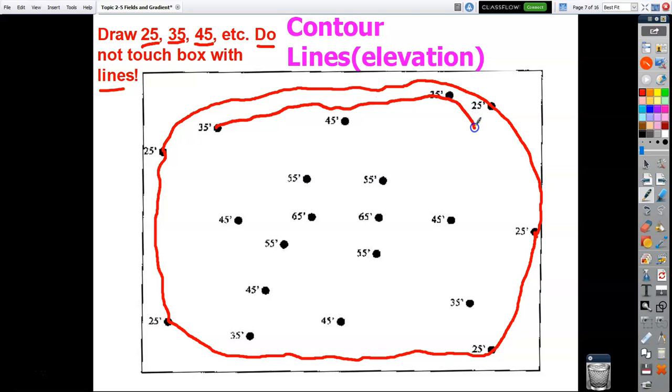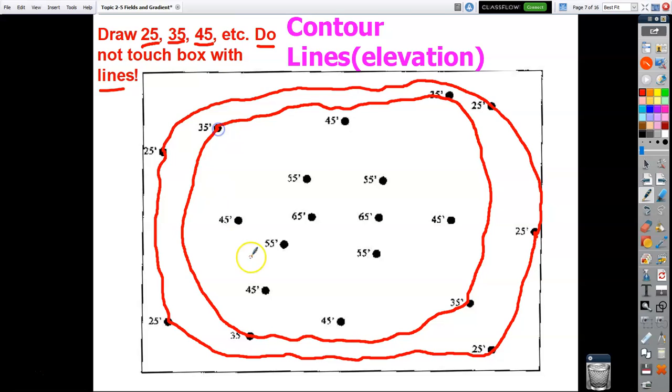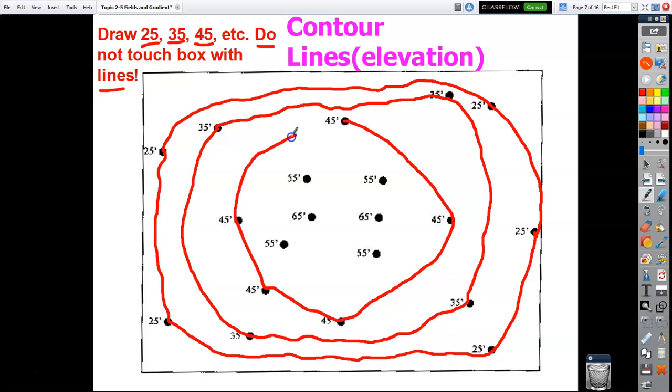Here's my 35. It's not that easy, but Mr. Rocco can do it. 35. Right? Notice, now I keep going. 45. And again, when you have these contour lines, one inside the next, that represents a hill. In this case, it's a hill.